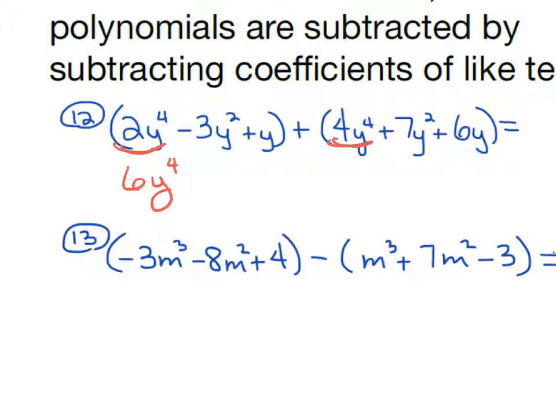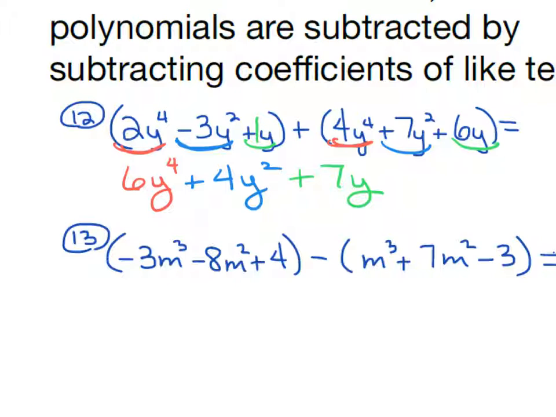Then the next one, I'm going to look for all my y squareds. And again, you're going to pull the sign in front. So this is a negative 3y squared plus 7y squared, which will give me positive 4y squared. And then lastly, I'll look for all of my y terms. Again, remember, if it doesn't have a number in front, you assume it's got a 1. So 1y plus 6y. And I get 7y.